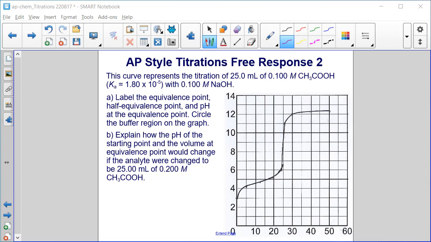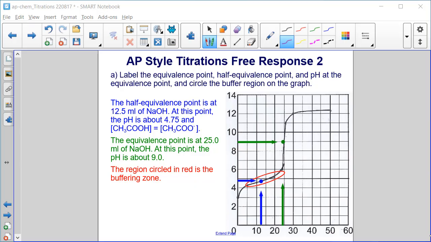And B, explain how the pH of the starting point and the volume at the equivalence point would change if the analyte were changed to be 25 milliliters of 0.2 molar acetic acid instead. So what if we increased the concentration of the acid? What would happen? All right, so in blue, here's the half equivalence point, the volume and the pH.